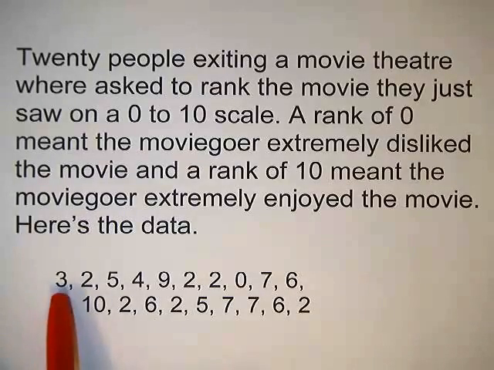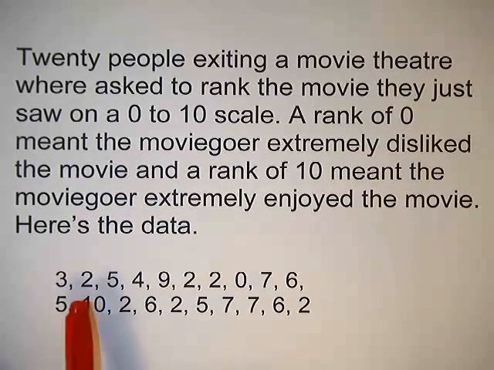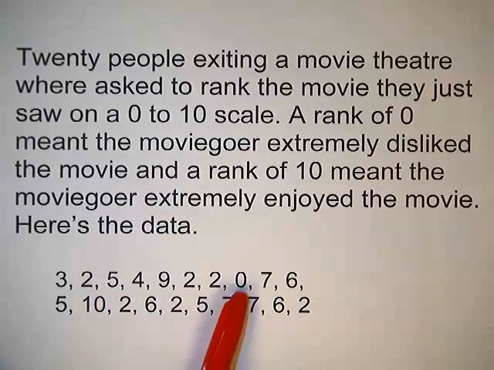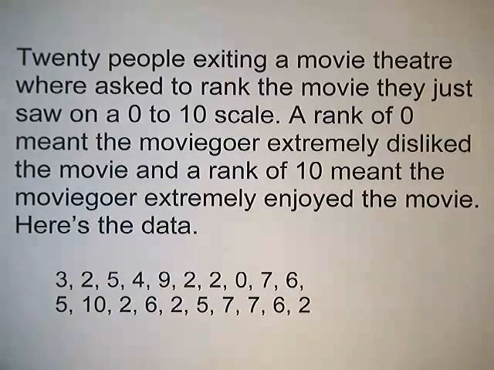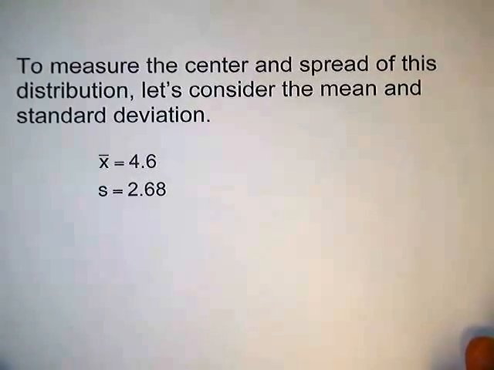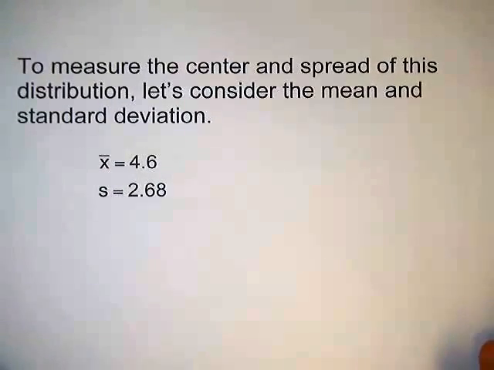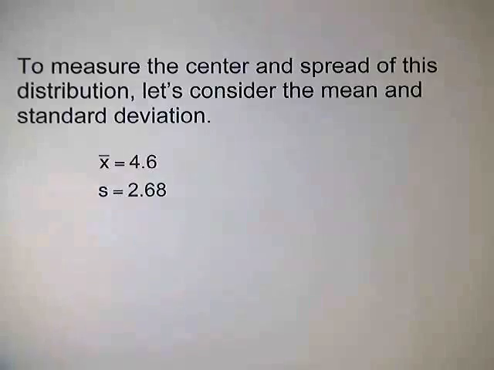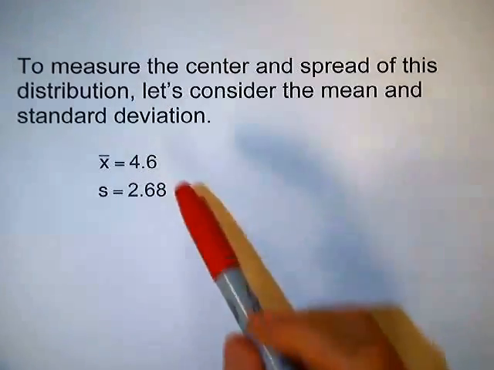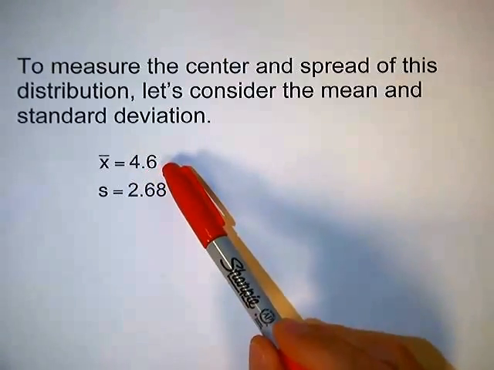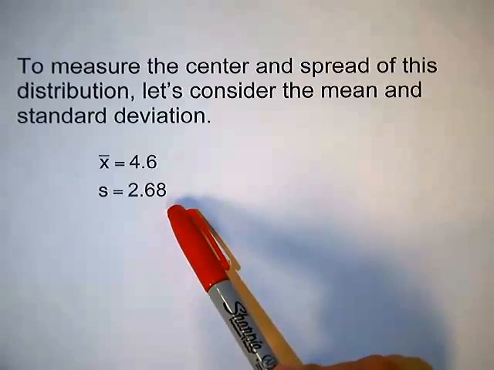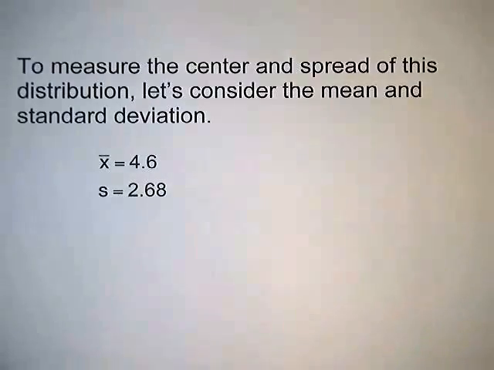Alright, so we had one person who ranked it a 3 out of 10. Next person ranked it a 2 out of 10. If you look through the data, we had a 0 there, 10 here. In general, the scores are some good, some bad. To measure the center and spread of this distribution, let's consider the mean and the standard deviation. I calculated these from the data. The mean was 4.6 and the sample standard deviation was 2.68.